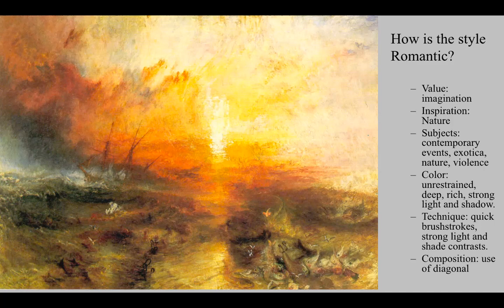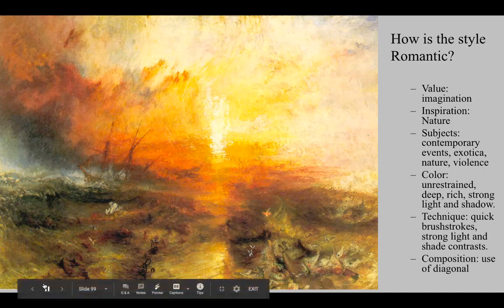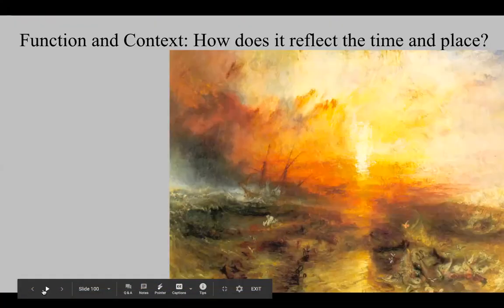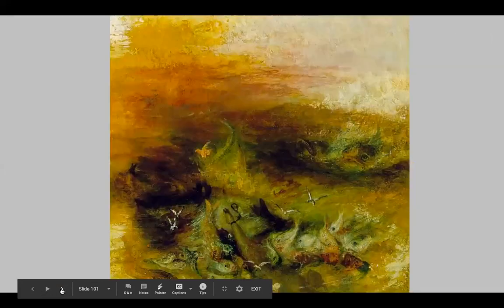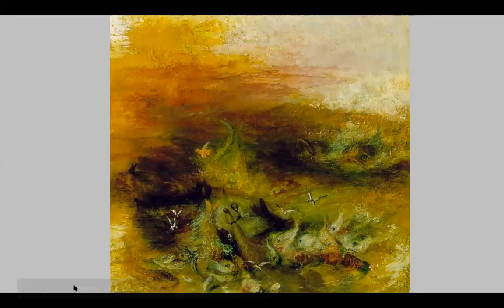And so we talked about the color, we talked about the brushstroke. There are some dramatic diagonals in the arms and the legs coming out of the water, in the ship as it kind of moves across, right? And so how does it reflect its time and place? It was contemporary newsworthy events, right?